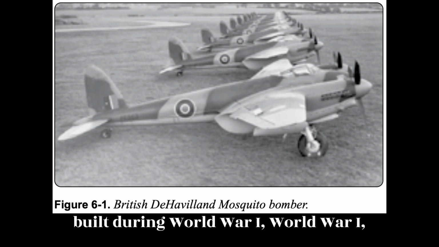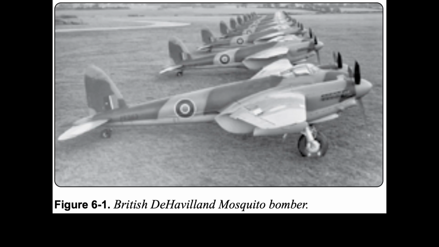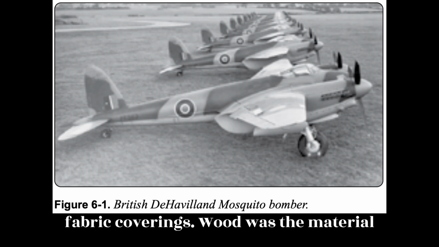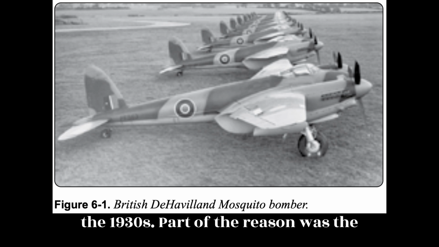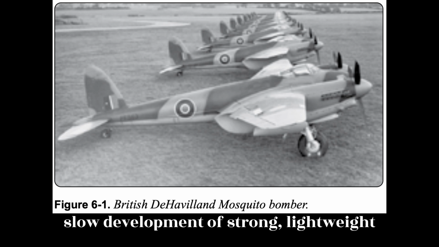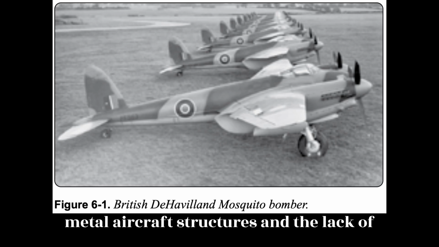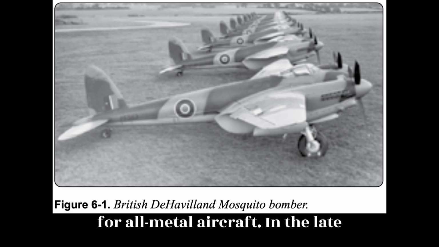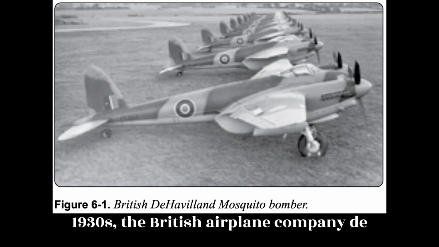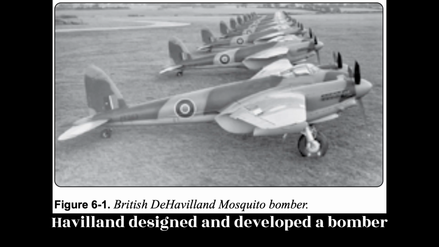Most of the airplanes built during World War I were constructed of wood frames with fabric coverings. Wood was the material of choice for aircraft construction into the 1930s. Part of the reason was the slow development of strong, lightweight metal aircraft structures and the lack of suitable corrosion-resistant materials for all-metal aircraft.